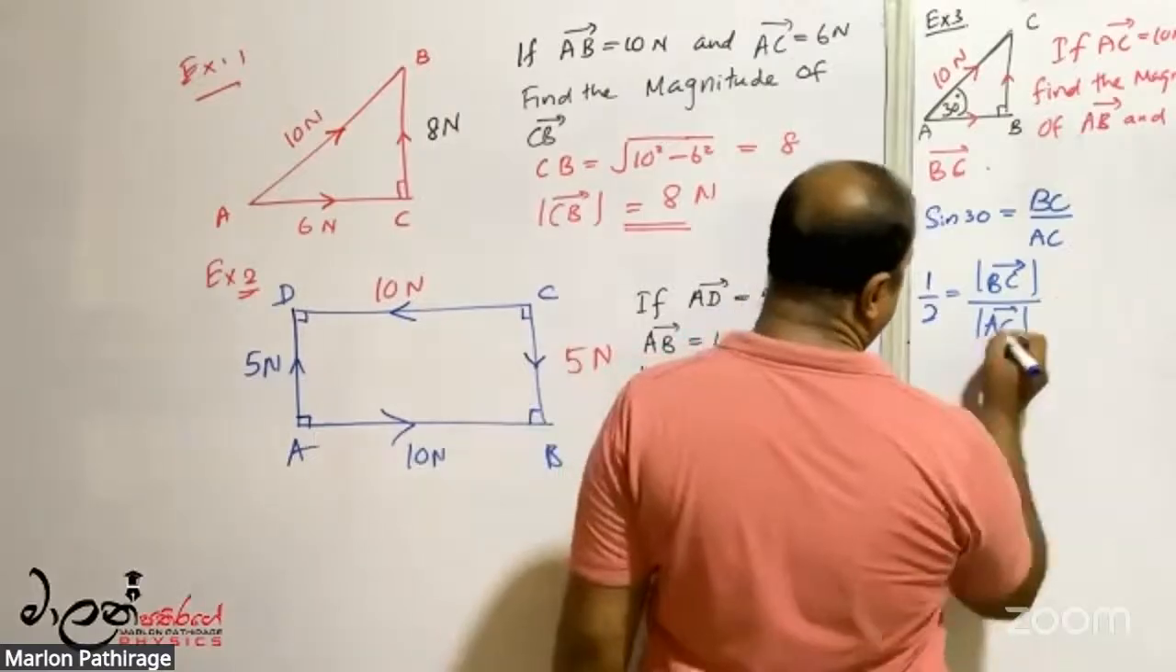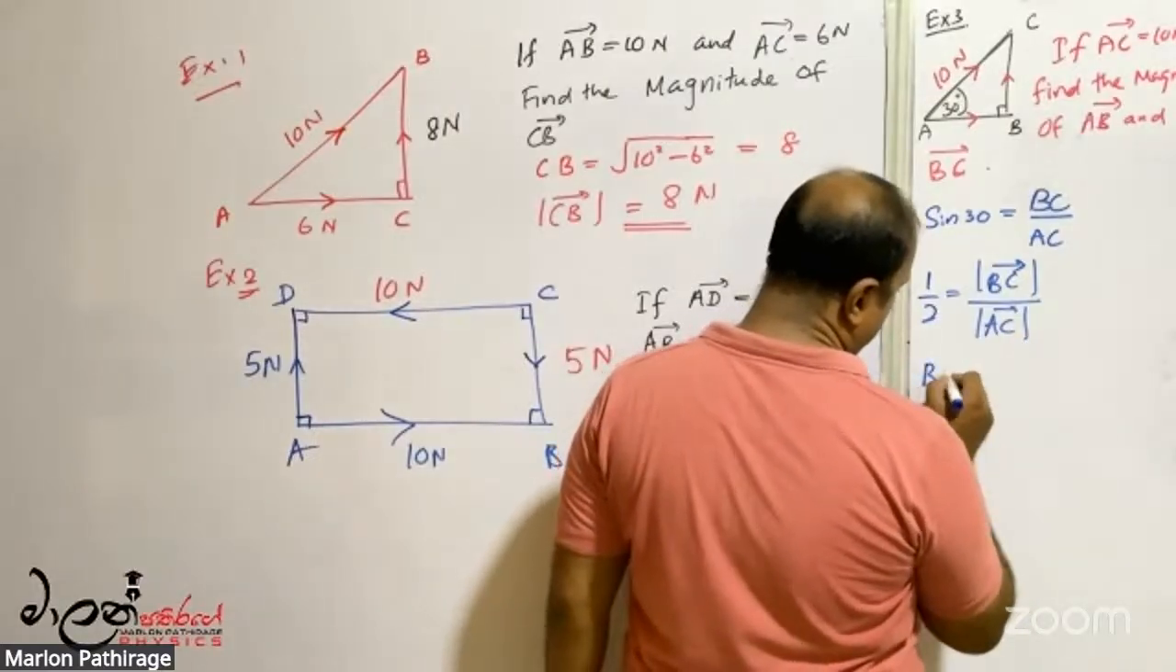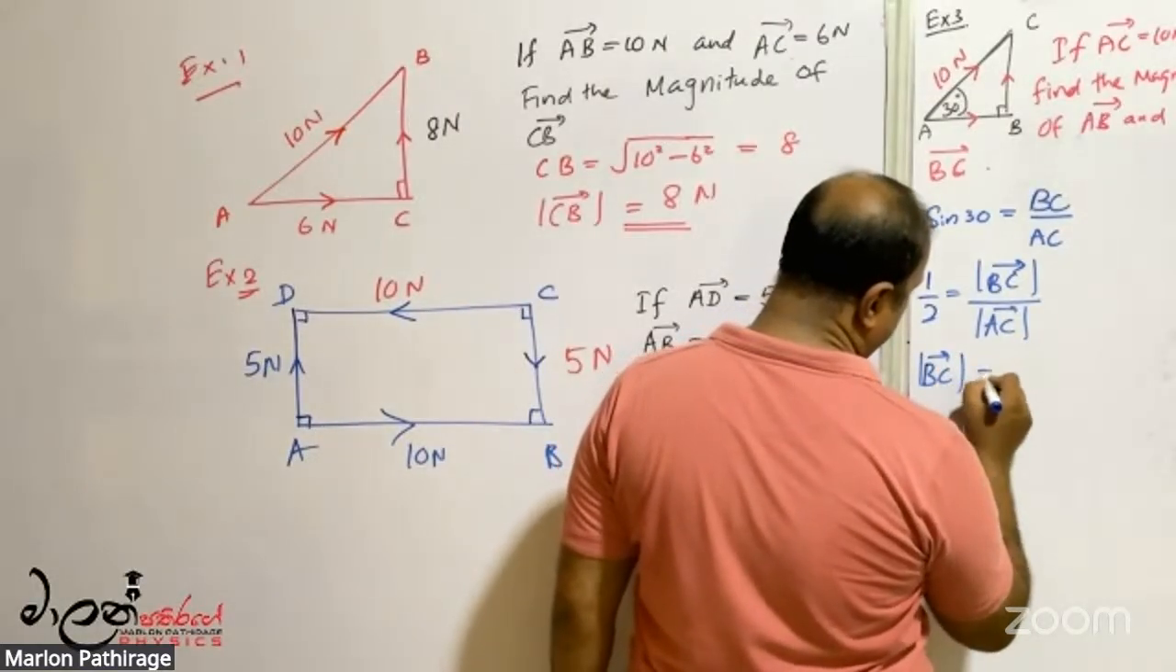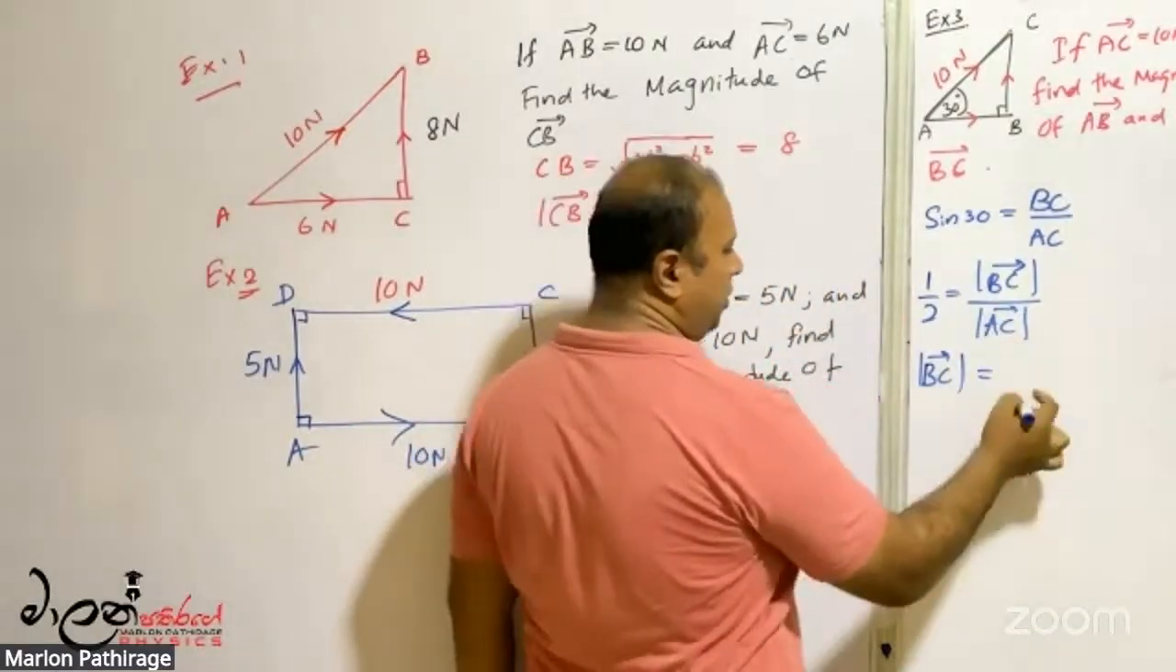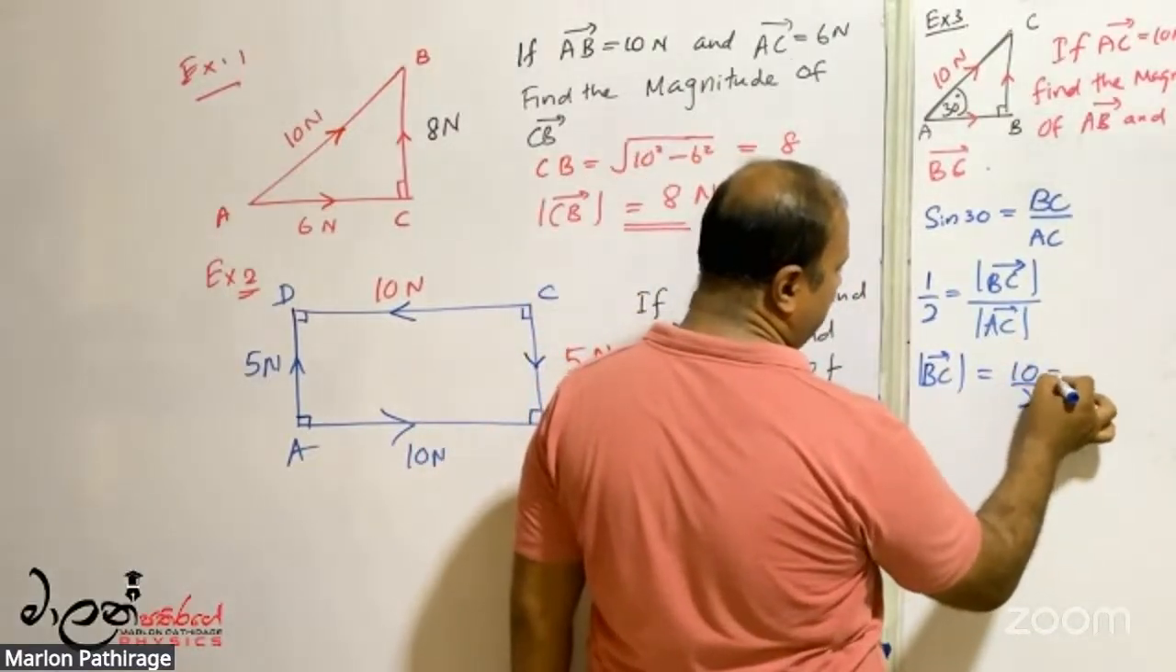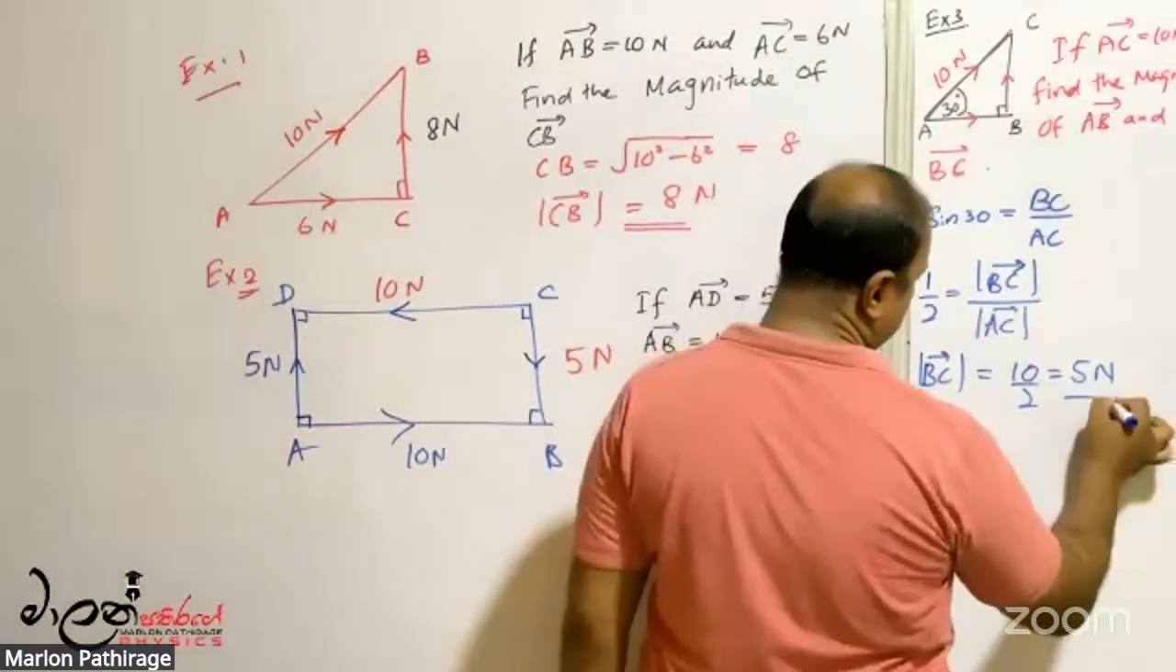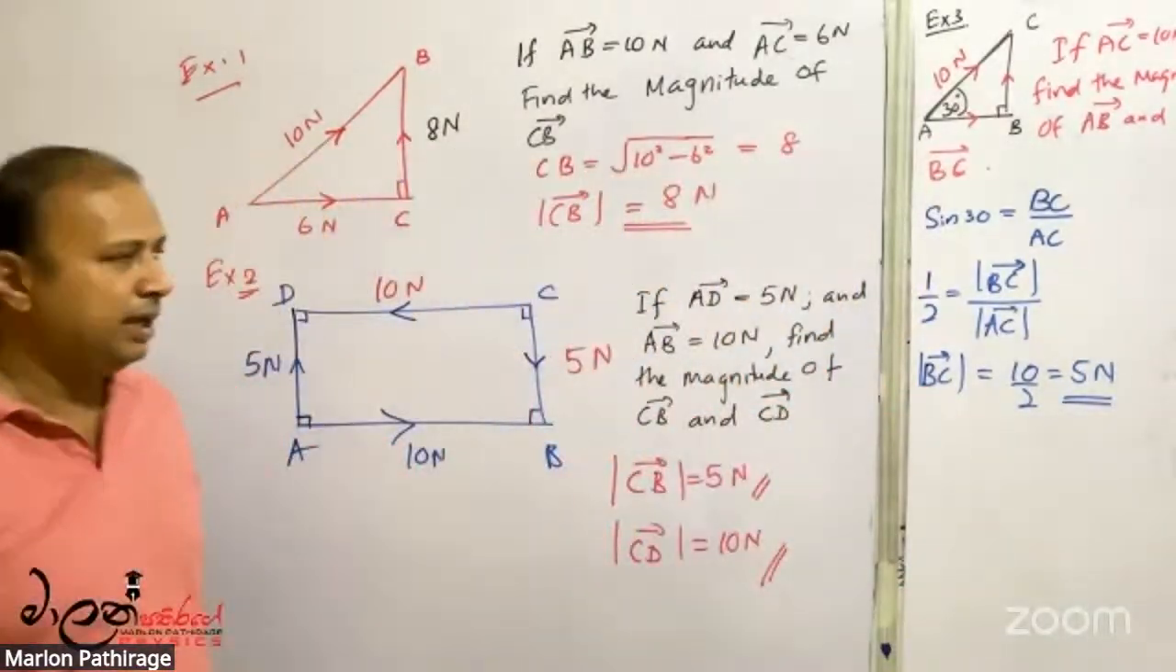Therefore, the magnitude of the BC vector is equal to 10 into half. 10 into half is equal to 5 Newton. Did you get my point?